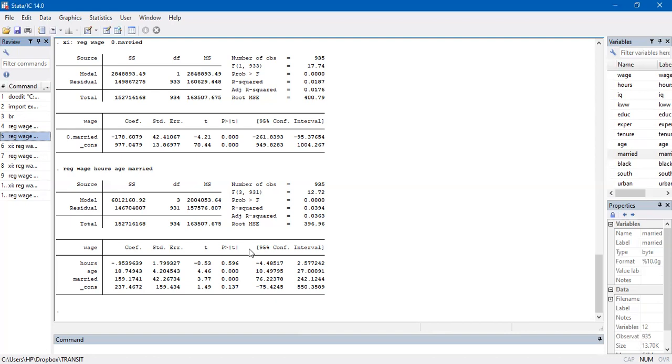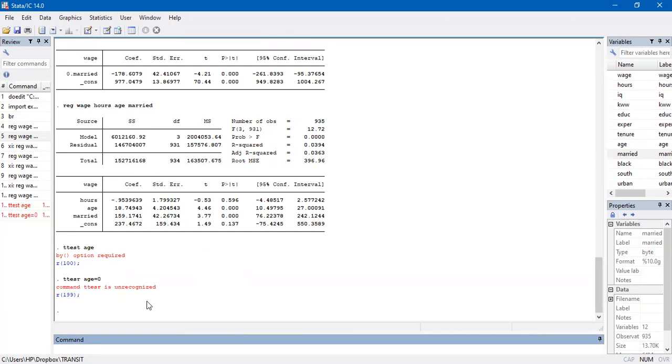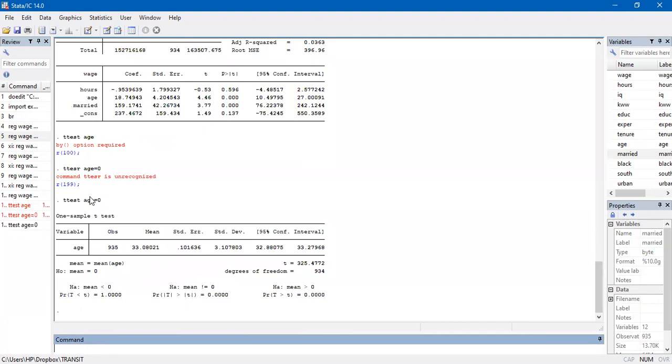Now, you can also do your individual t-test. Apart from using the table like this, the command is ttest. Then whichever variable you want to use, if it's age, you just type ttest age equals 0. So we want to test that age is equal to 0. So the null hypothesis is, you see, the mean is equal to 0. So the mean of age is actually equal to 0.